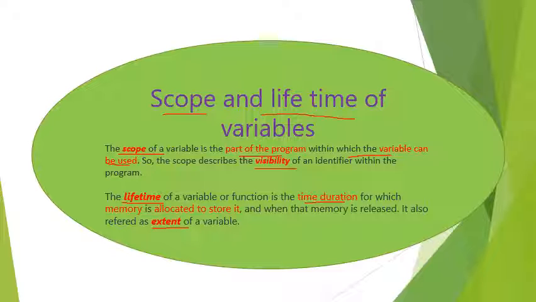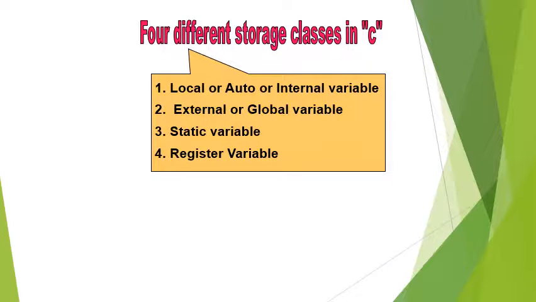So what is scope? It is the visibility of an identifier. That means from where to where that variable can be visible in the program. And lifetime means how much time it is going to reside in the memory. Now we can see what storage classes are.